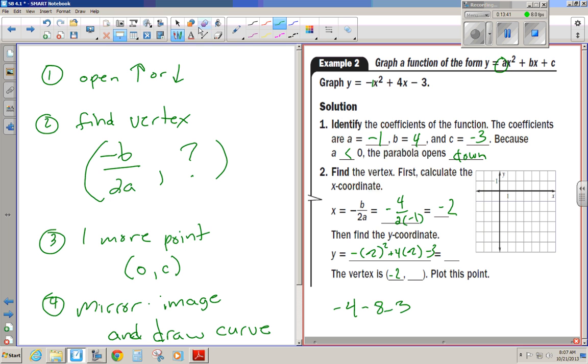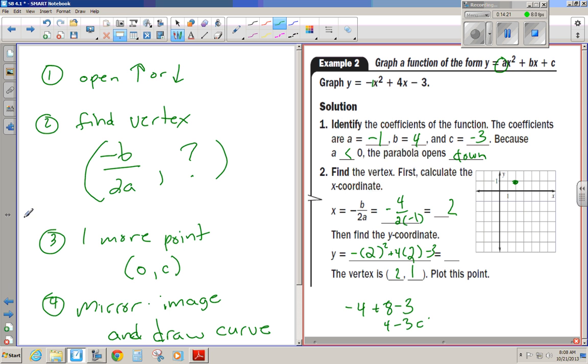Oh, whoops. Hold on, everybody. Take a look here. Negative over negative is a positive. So these numbers here are mixed up. This number here should be 2. And it changes pretty much all those numbers in there. It becomes negative 4 plus 8 minus 3. So that's 4 minus 3, 1. So 2, 1 is your vertex.